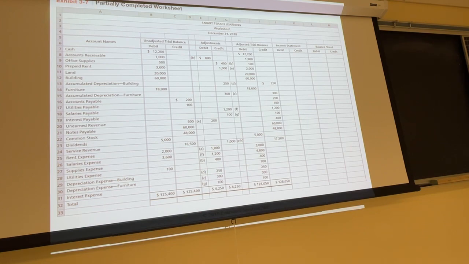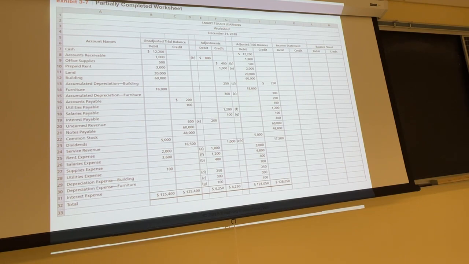On a worksheet, the first column, column A, we list all of the account names that we use. And then columns B and C are where we show the figures for our unadjusted trial balance with both a debit column and a credit column. And then the next couple columns after that are where we show our adjustments as we would show in adjusting journal entries. And again, we use the letters to refer to what each one of those represents in terms of an adjusting journal entry.